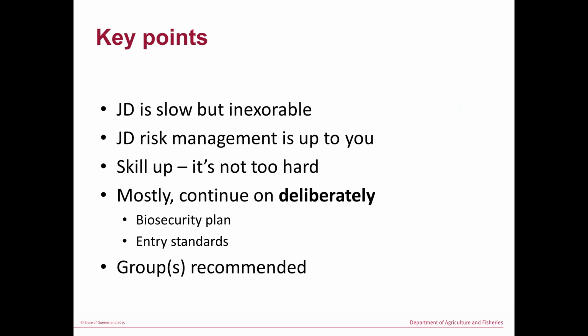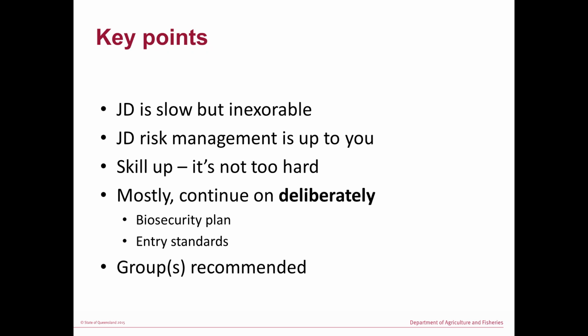So the key points about Johnes disease that I hope you can take out of this series are that Johnes disease is very slow to shift and slow to develop, but once it's established, its spread and impacts are inexorable. Johnes disease risk management into the future is going to be up to you as producers. You're not going to be able to rely on government to protect Queensland into the future, but Queensland Government can provide support to develop and implement tools for farms and groups into the future.